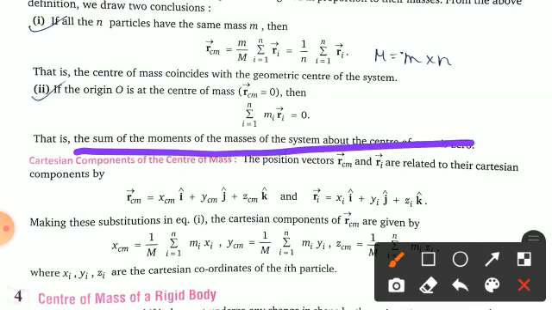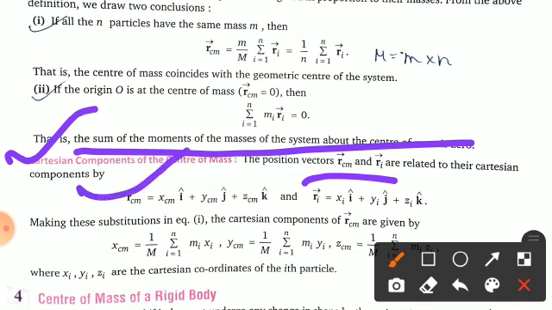Now I hope you know very well what the Cartesian component and polar component are. So you can see that we are considering here the Cartesian components of the center of mass. The position vectors, which are your RCM and RI, are related to their Cartesian components by this relation. That is, RCM is equal to XCM i cap plus YCM j cap plus ZCM k cap. We are considering it in 3 dimensions like this.